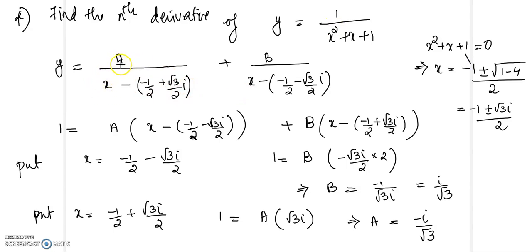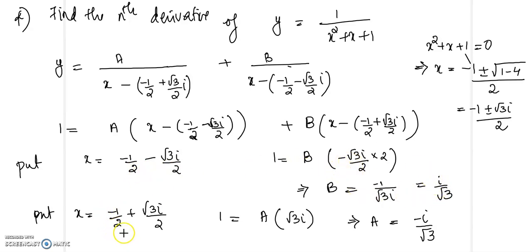So you will get y equal to a by x minus (minus 1 by 2 plus root 3i by 2) plus b by x minus (minus 1 by 2 minus root 3i by 2). Now equating the numerator, the numerator is 1. So you will get 1 equal to a into (the other term) plus b into x minus (minus 1 by 2 plus root 3i by 2). Now let me put x equal to minus 1 by 2 minus root 3i by 2. So that will give the value of b as i by root 3.